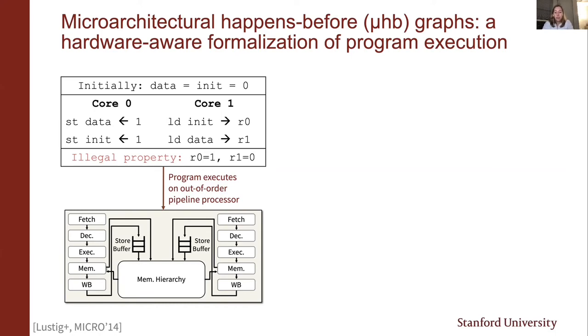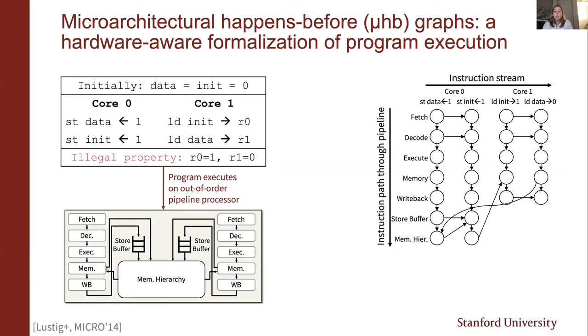To achieve this, we will formalize hardware-specific program executions as directed graphs called microarchitectural happens before graphs, or MUHB graphs. The graph on the right-hand side of the slide is a MUHB graph. It represents a specific execution of the program of interest on the hardware design that corresponds to the illegal property of interest. Looking at the graph in more detail, row labels correspond to hardware locations of interest within the design.